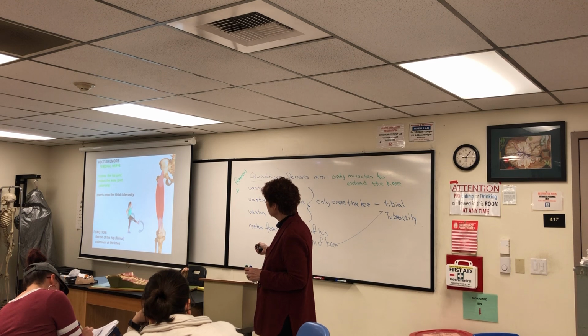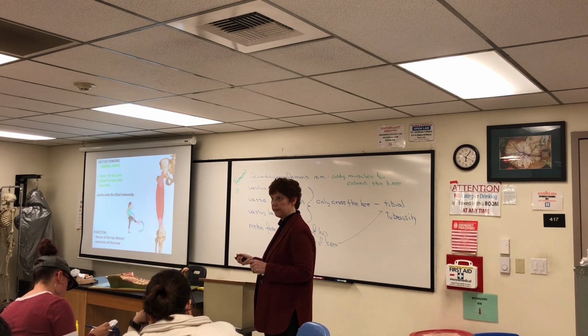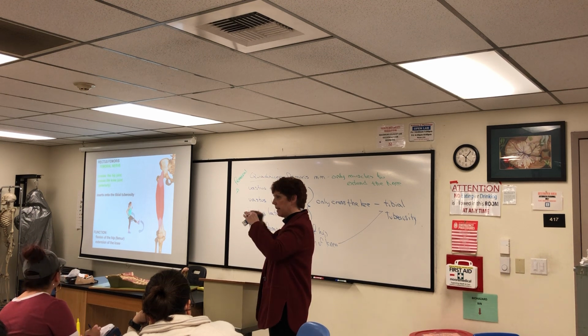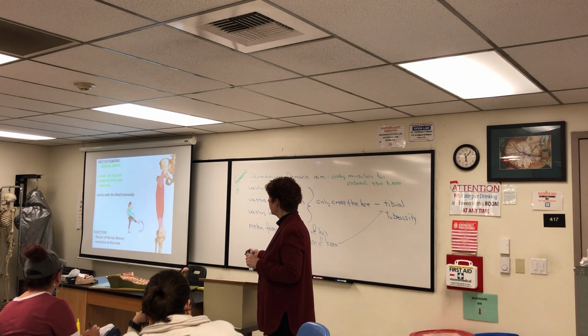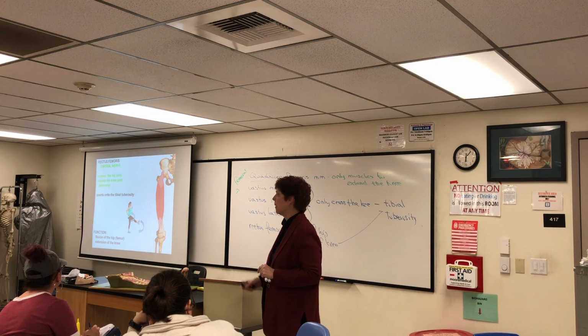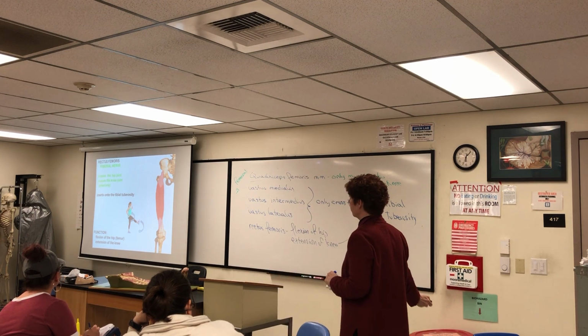Rectus femoris comes from the anterior inferior iliac spine. So it's covered up, if you look at your models, it's covered up by the tensor fasciae latae, which comes from the anterior superior iliac spine. And the next muscle we're going to talk about is sartorius. Okay?